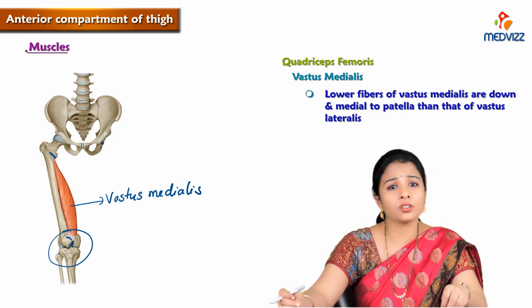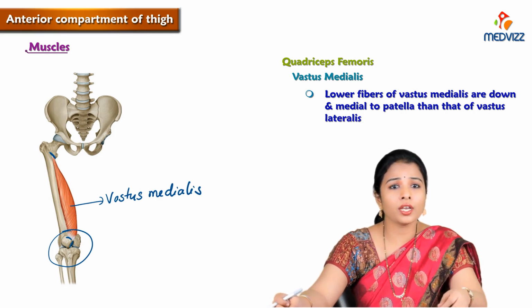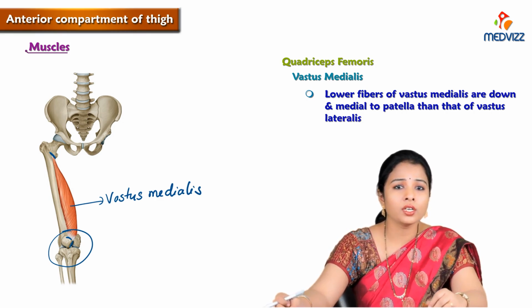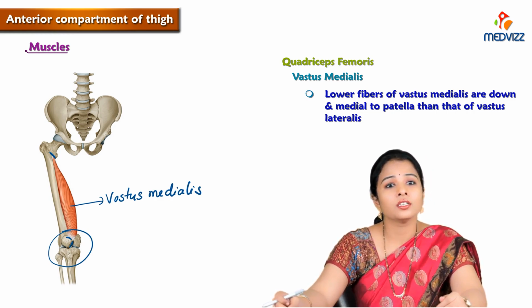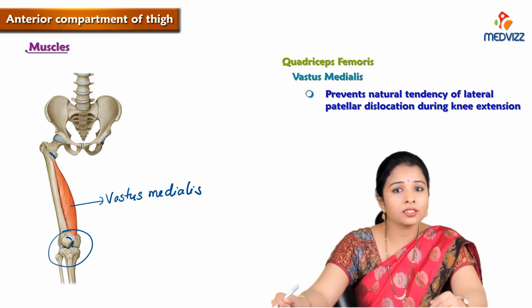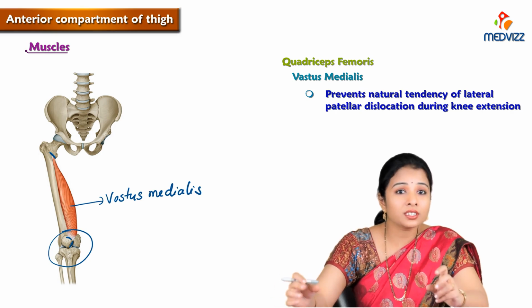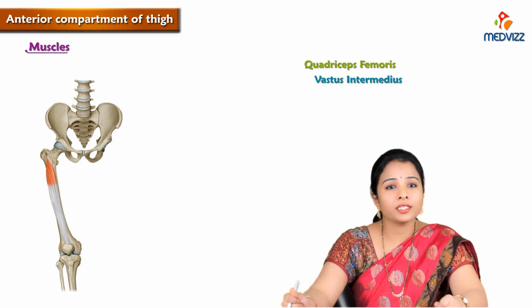The lower fibers of the vastus medialis extend far more down the medial border of the patella than those of the vastus lateralis on the lateral side. Therefore, they prevent the natural tendency of the patella to dislocate laterally during the extension of the knee joint. So the role of vastus medialis is indispensable for the stability of the patella. So next is the vastus intermedius.